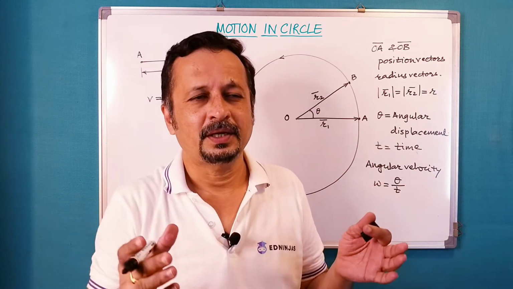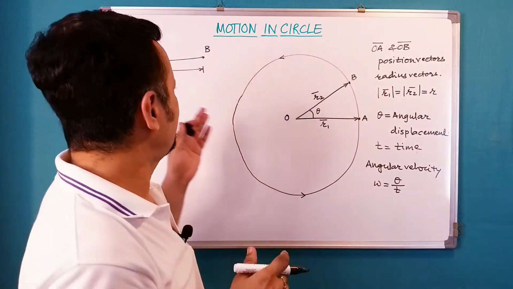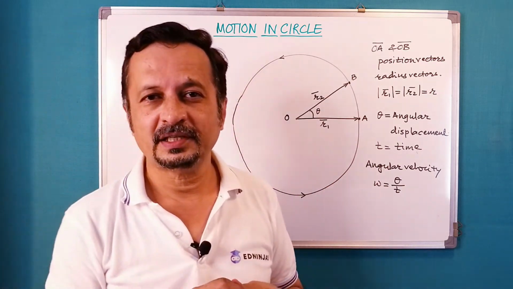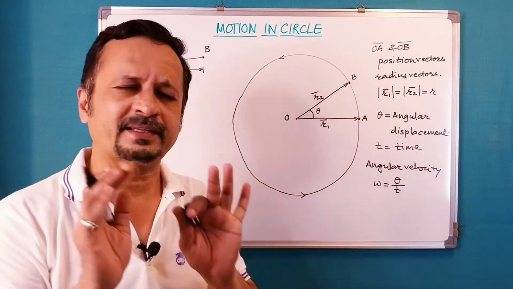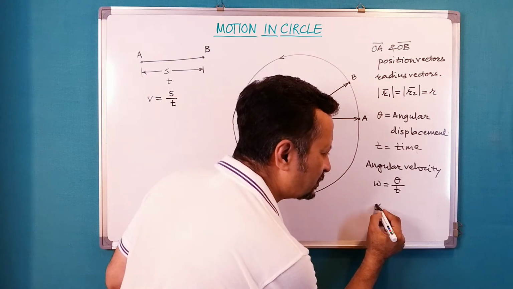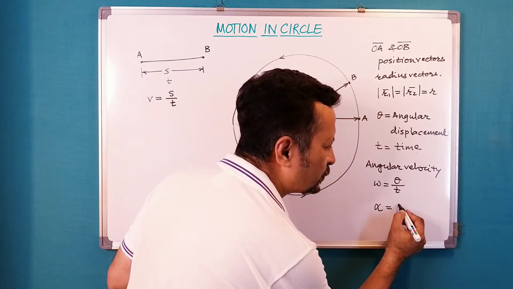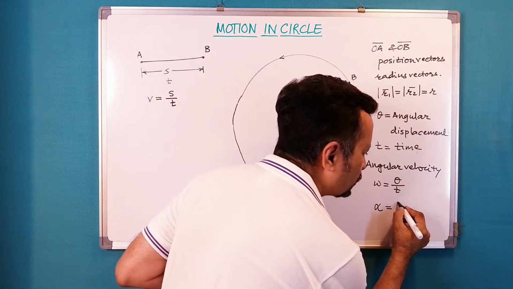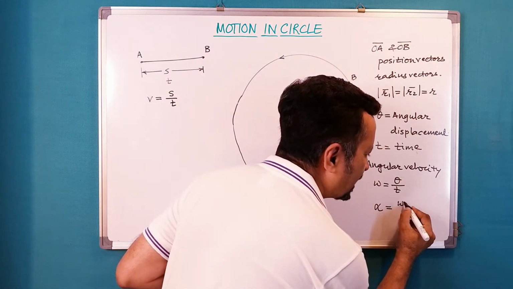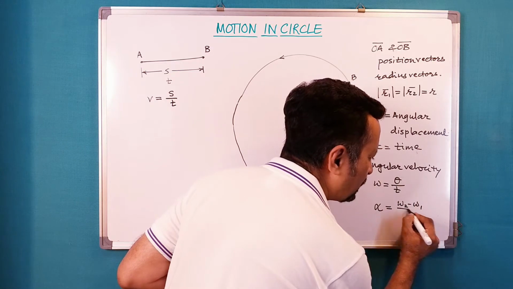So it is simple. Now just as we have linear acceleration in linear or translational motion, we are going to have angular acceleration, and let us denote it by alpha. That would be equal to the change in angular velocity per unit time. So it would be omega 2 minus omega 1 upon t.